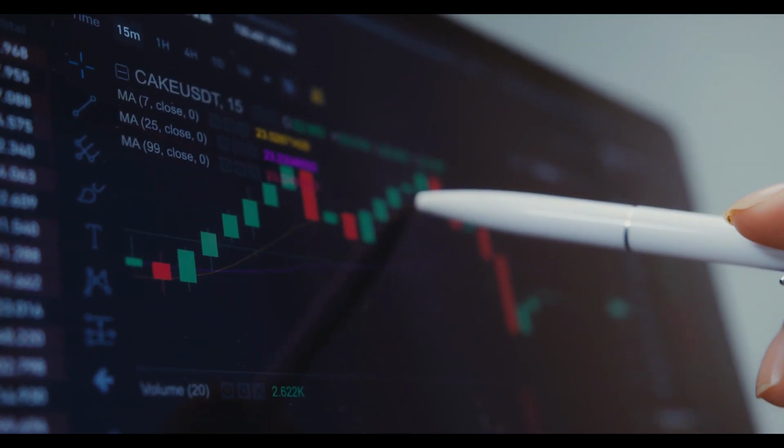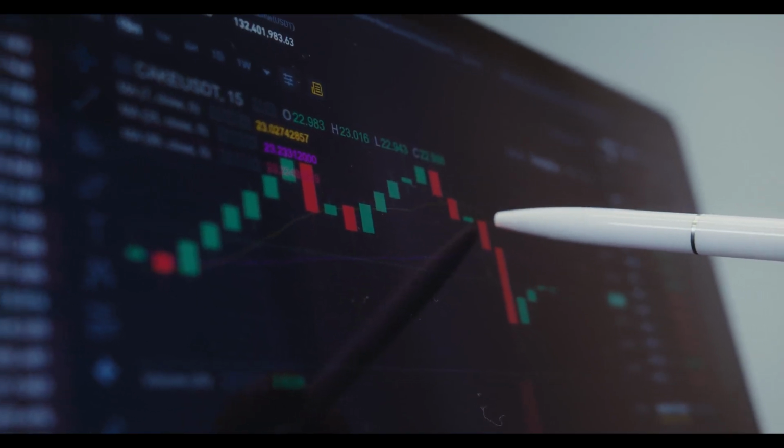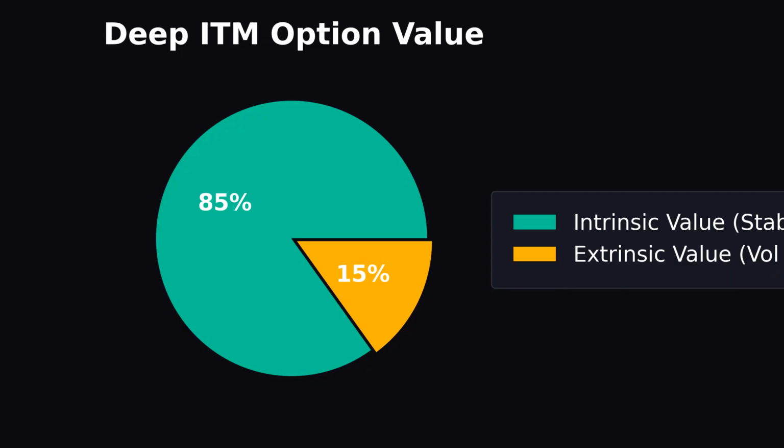Now consider volatility. Calendars are pure volatility plays. They need implied volatility, IV, to rise or stay high. If IV crashes, the long option loses value faster than the short option, crushing the trade. Diagonals are more resilient to IV crush. Because the long option is deep in the money, ITM, it consists mostly of intrinsic value, which is not affected by changes in implied volatility.